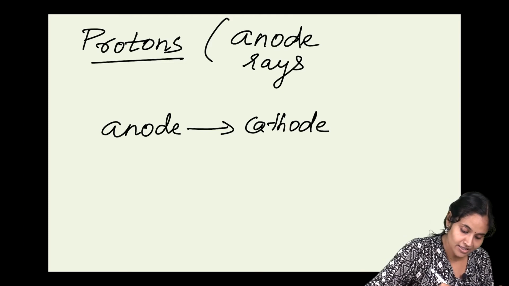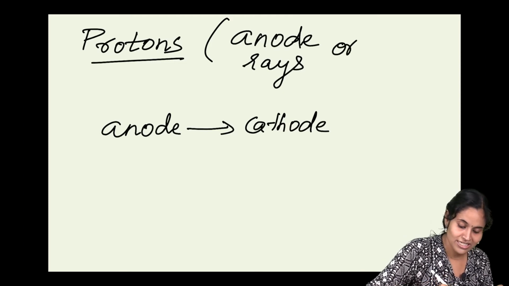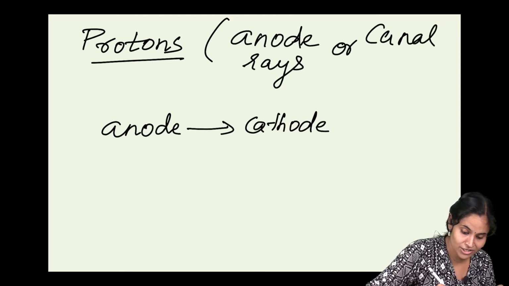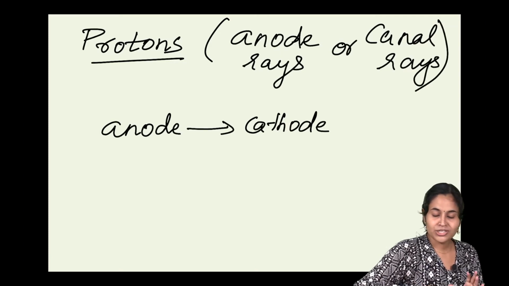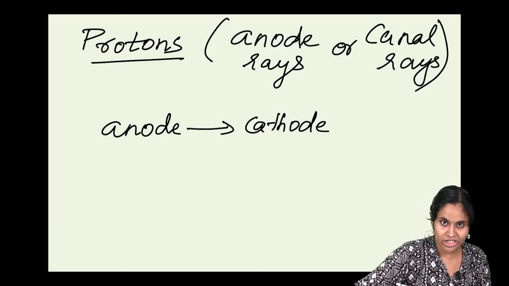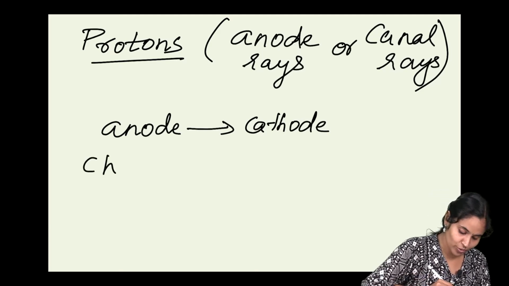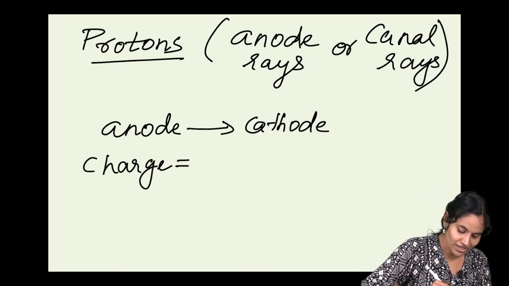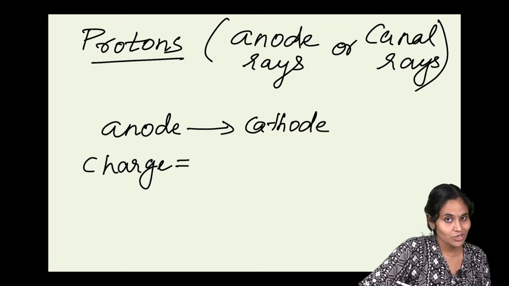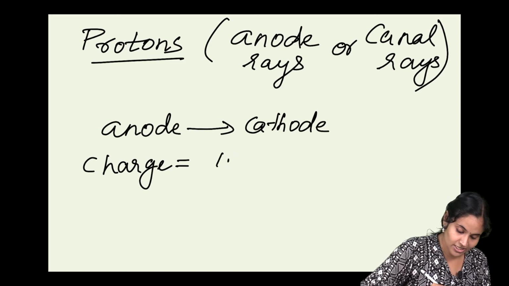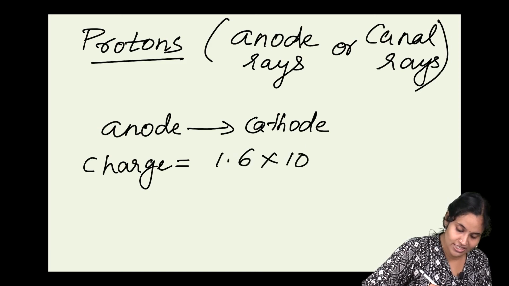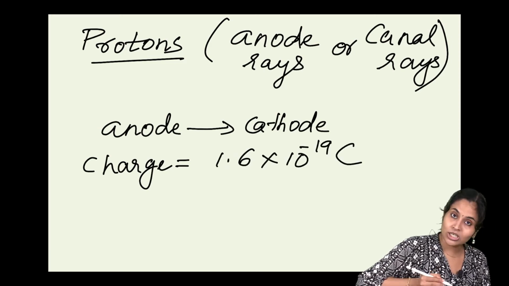Another name for proton is canal rays. They are also known as canal rays. And as you know, protons are positively charged particles. What about the charge of proton? Proton will have exactly the same charge as that of electrons, but just opposite in sign. These are positively charged particles and the charge is 1.6 into 10 raised to minus 19 coulombs.